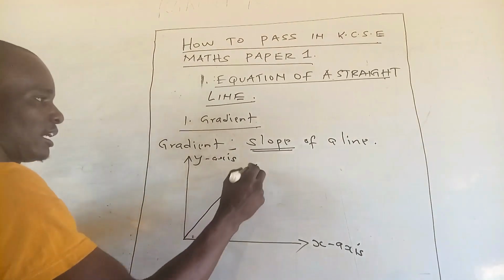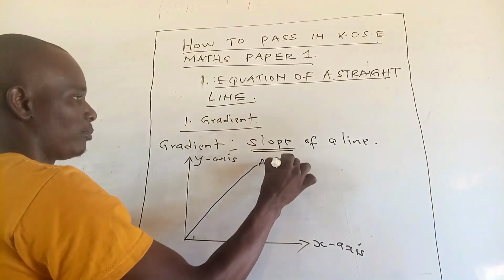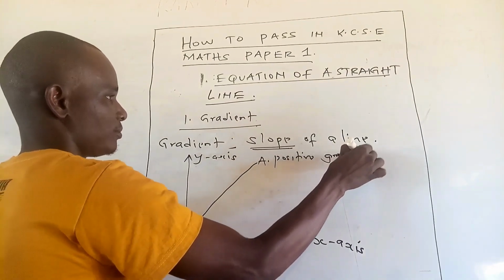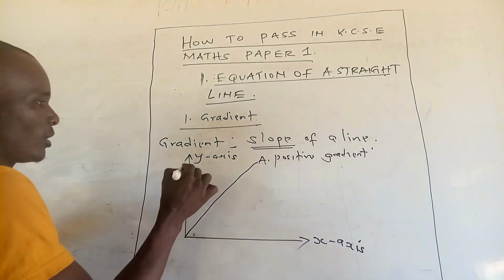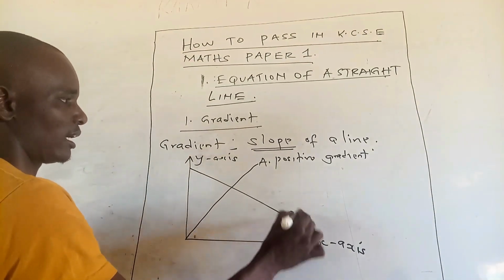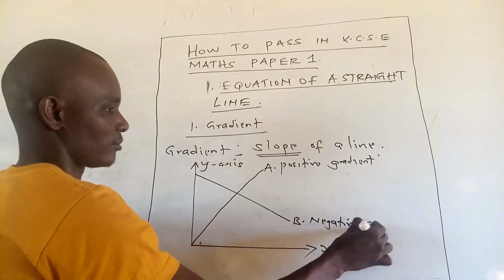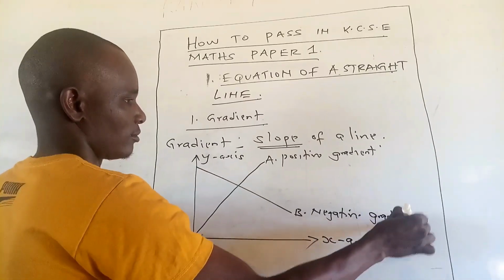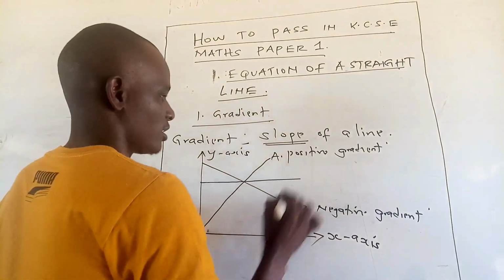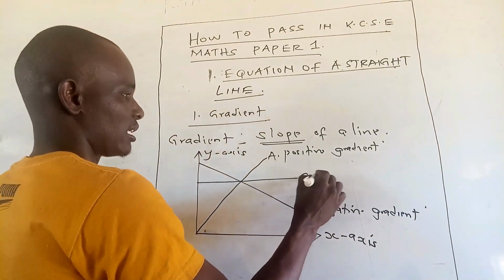So this line here, let's name it line A. Therefore, it has what is called a positive gradient. Then we can also have another line that is moving downwards. This line has a negative gradient. And then we can as well have a line that is straight. We call it line C. This one has zero gradient.